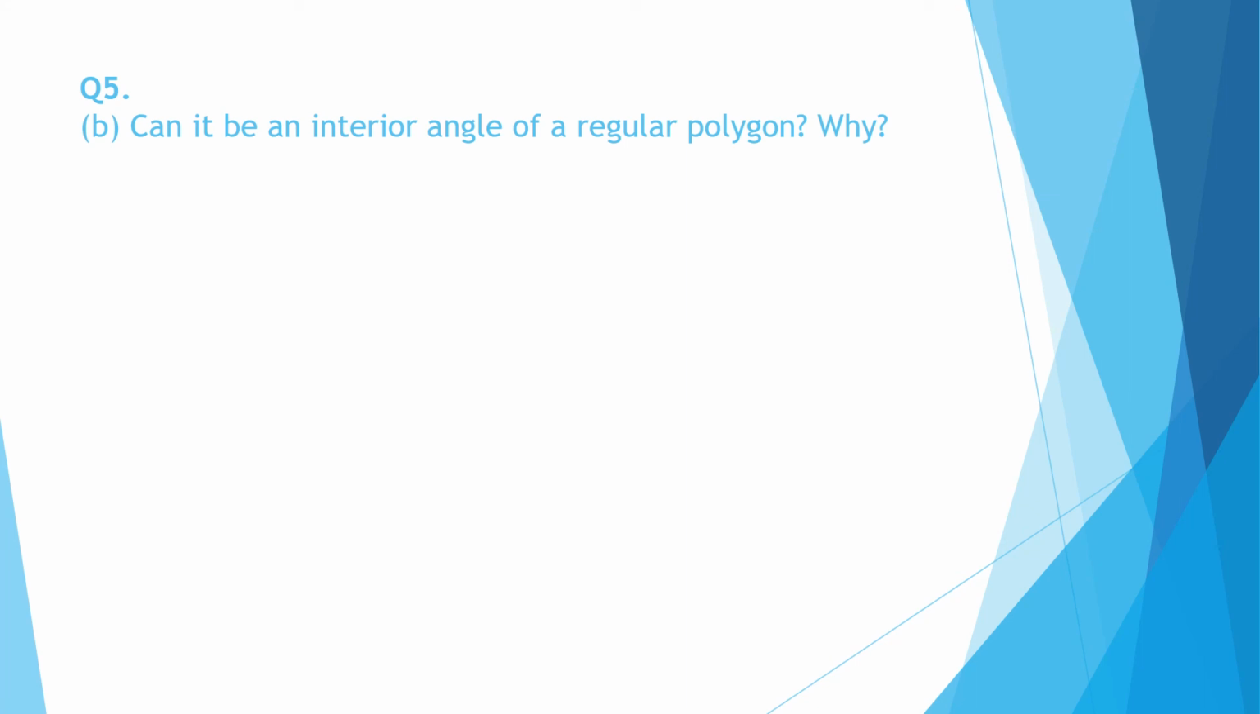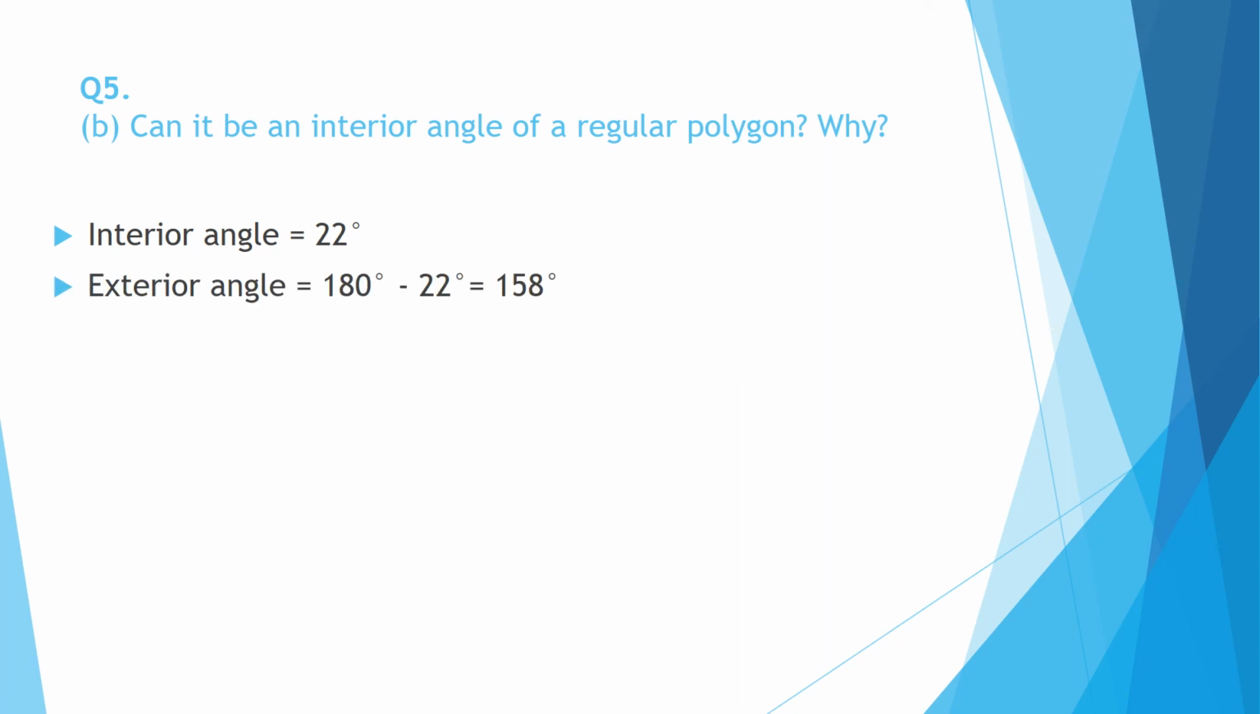Same way in the fifth question he is asking the B part, can it be an interior angle of a regular polygon? अभी उसने पूछा कि क्या ये exterior angle हो सकता है? We have shown it no. Now he is asking कि can it be possible for a regular polygon to have an interior angle of this measurement? So we have taken this interior angle to be 22 degree.